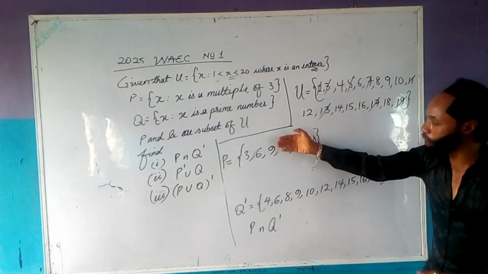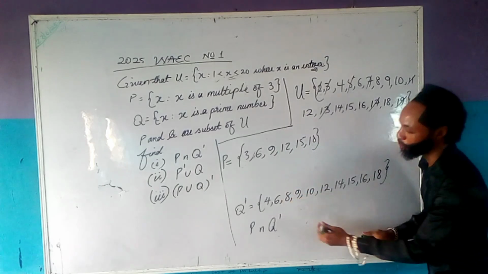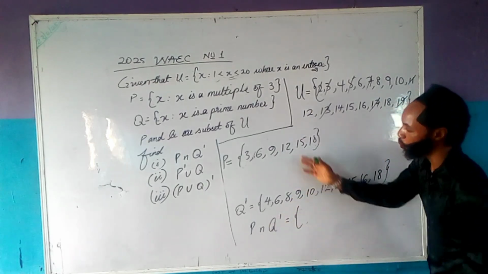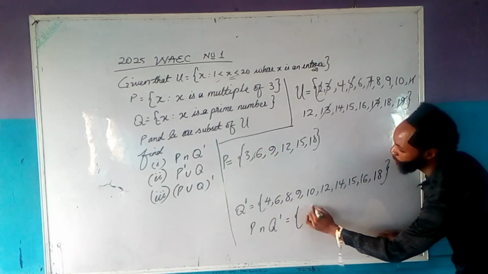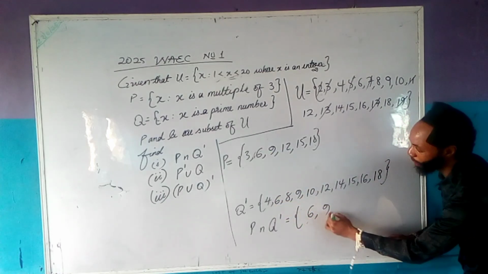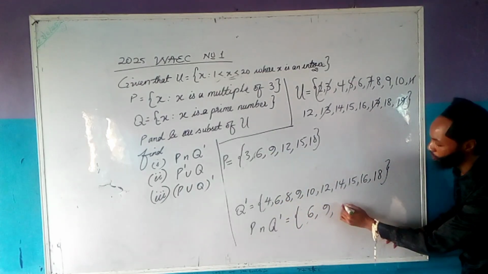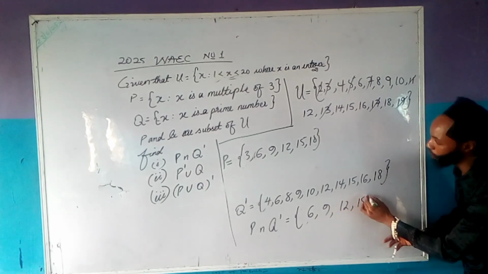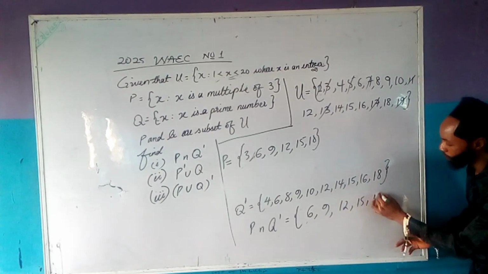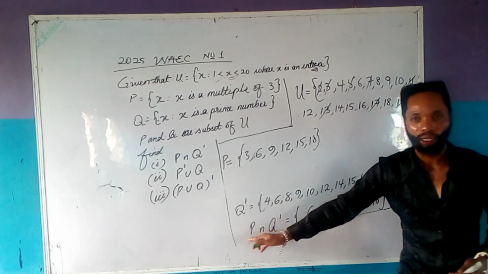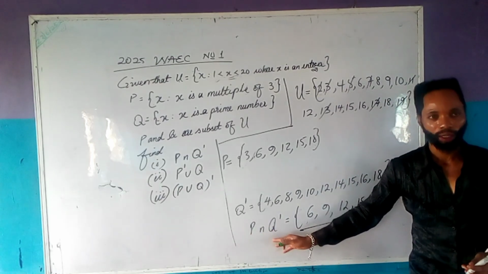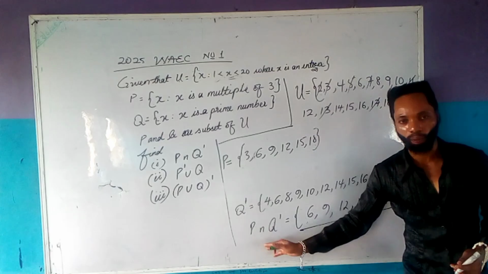So let's go. What do we have here and here? That's what intersection is. What entries do we have here and repeating itself here? We have a 6. What do we have again? 9. We have a 9. 12. We have a 12. 15, and 18. So this is our P intersection Q complement.